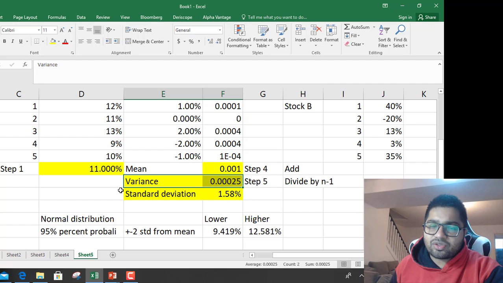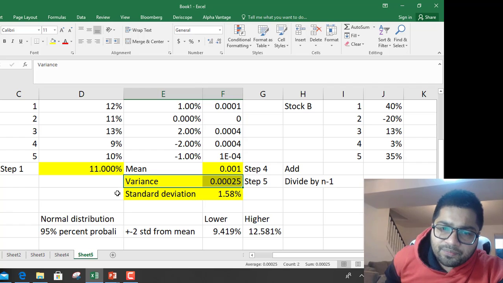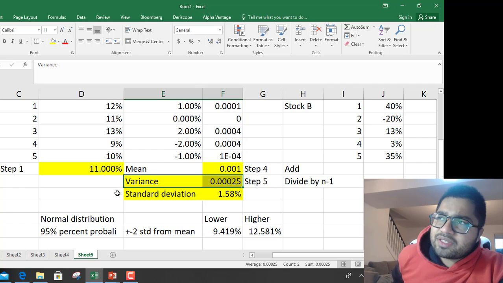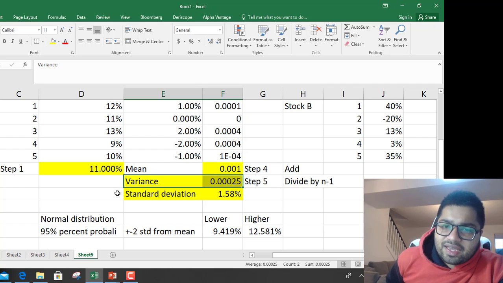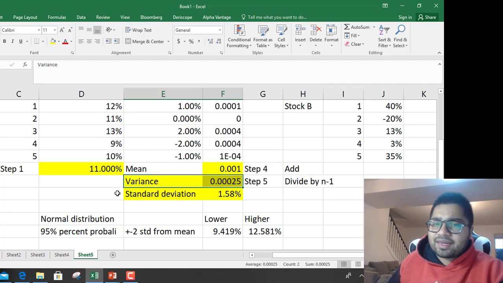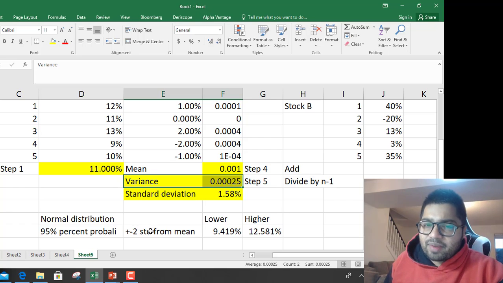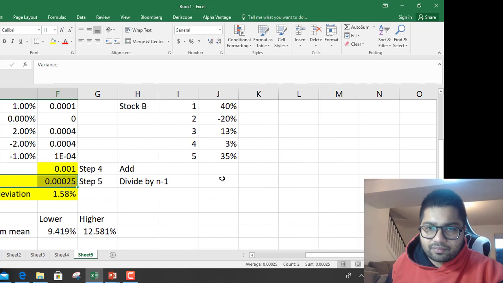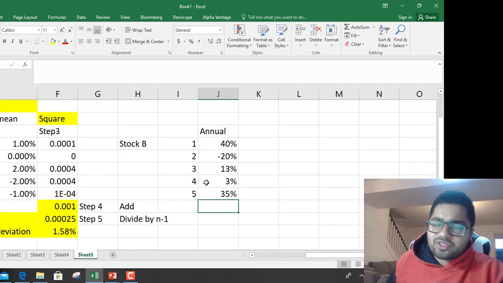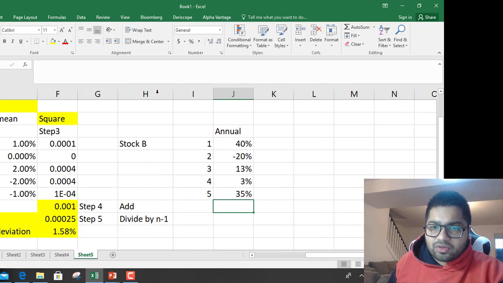Standard deviation is also called total risk. So this is the total risk from the stock. It will deviate on average 1.58%. And the normal distribution rule says there is a 95% probability that it will stay plus or minus 2 standard deviations from the mean. Okay, so let's do that for stock B. Annual returns are given, time period is given. So let's follow the steps again.